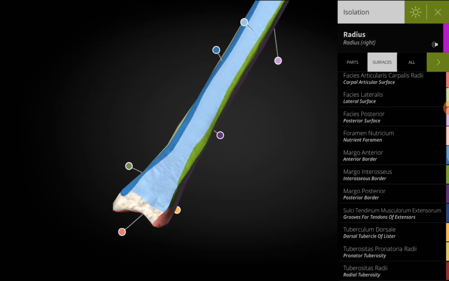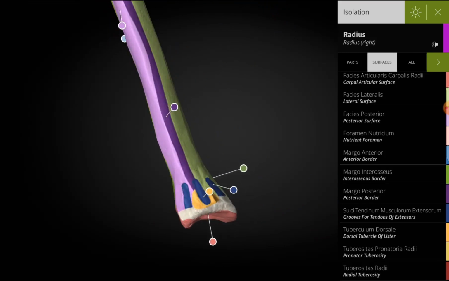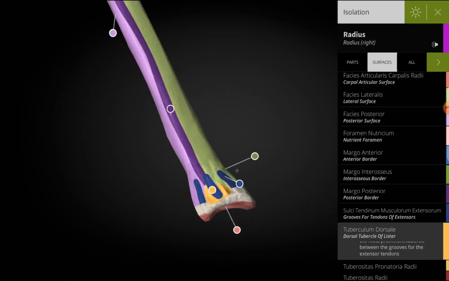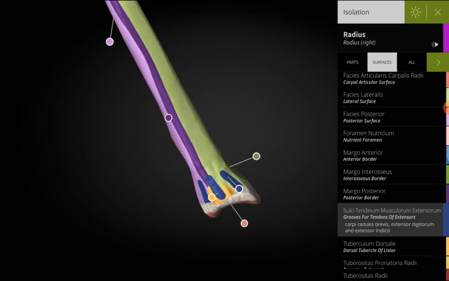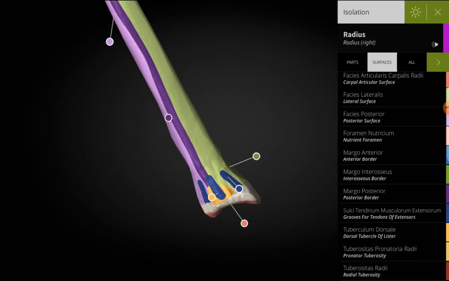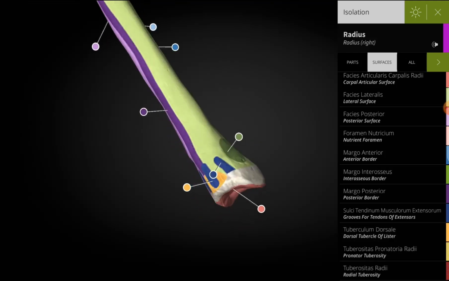On the posterior surface of the distal epiphysis, there are distinct grooves, called sulci tendinum, which are quite prominent. These sulci serve for the smooth passage of the various tendons of the forearm muscles, or more precisely, their formation is caused by the constant movement and friction of these tendons. The posterior surface, the more prominent part of the radius, is also sometimes referred to as the tuberculum dorsale.